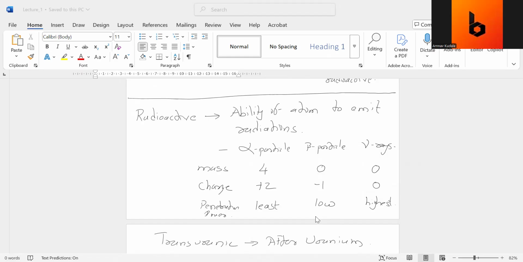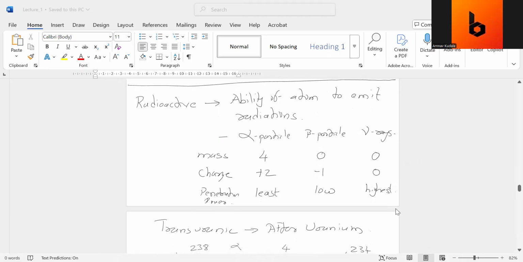Gamma rays are rays, so there is no mass, there is no charge. Because these are rays, they travel at the speed of light, and penetration power is extremely strong. A metal block is required to stop it. Okay. Done.